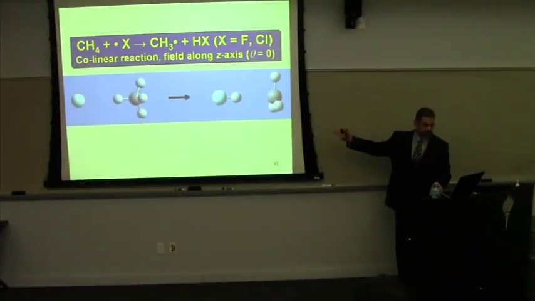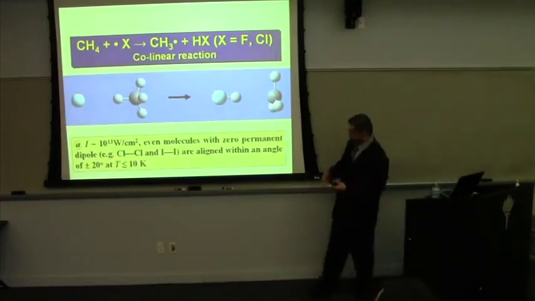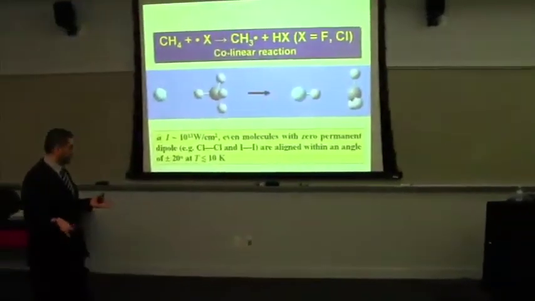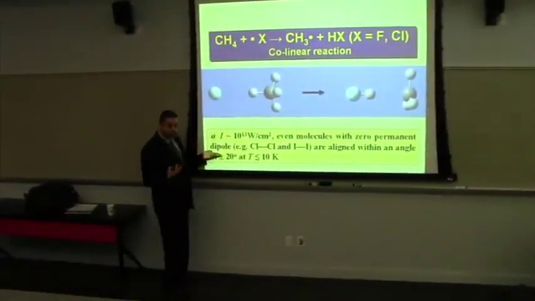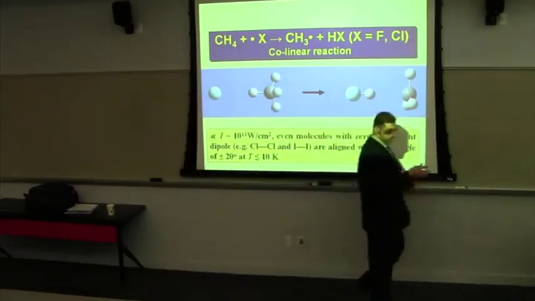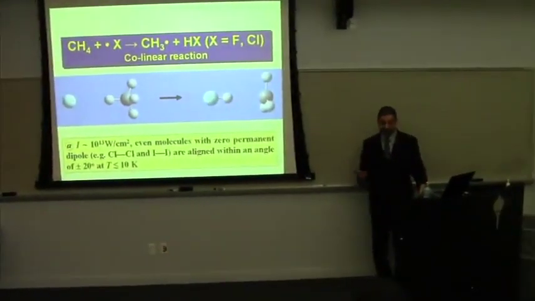This is the kind of reaction that you will have. The external field orients it. For example, to give you a small example, a field with 10 to the 13 watts per centimeter squared would orient even a molecule with no permanent dipole moment, such as chlorine or iodine, at 10 K within 20 degrees. The thermal smearing is not that big at all. So this is a very relevant system when you are in a very intense laser field regime like this.